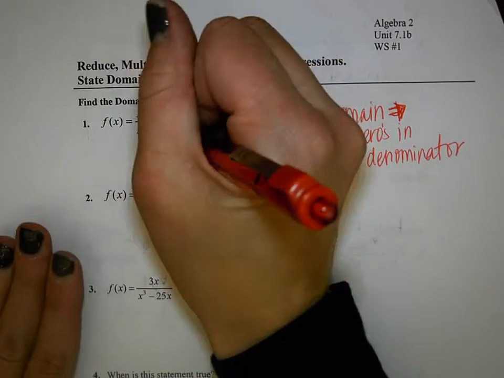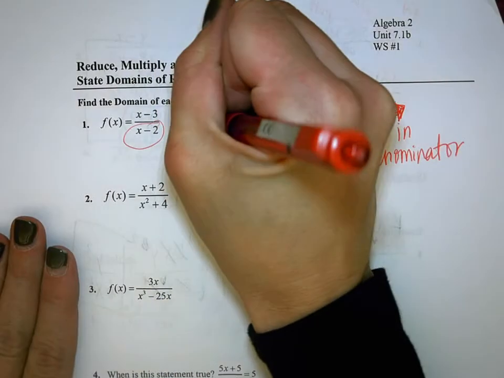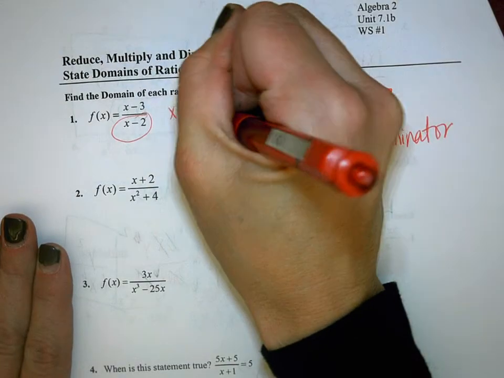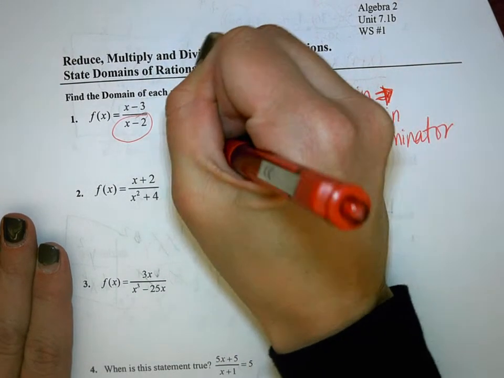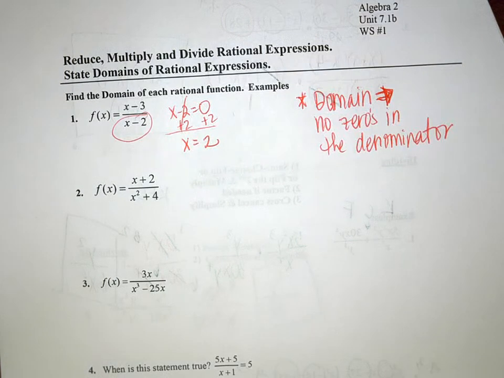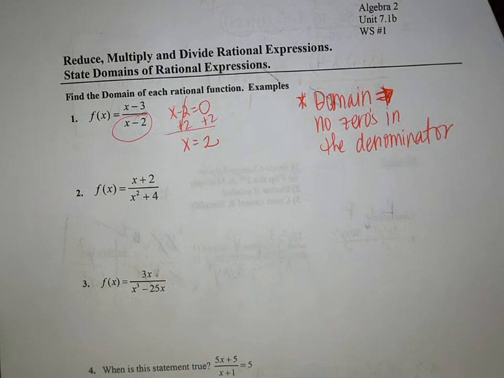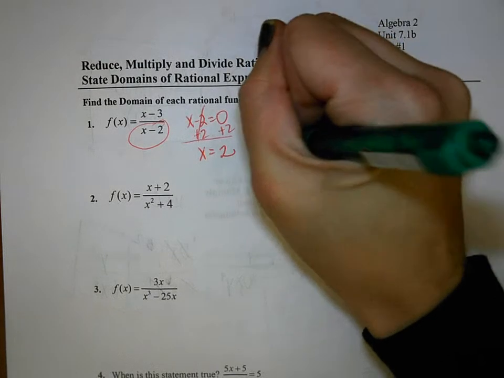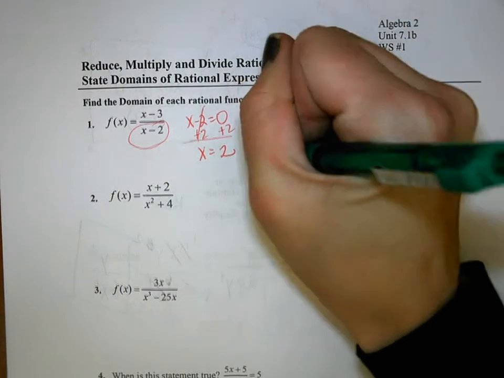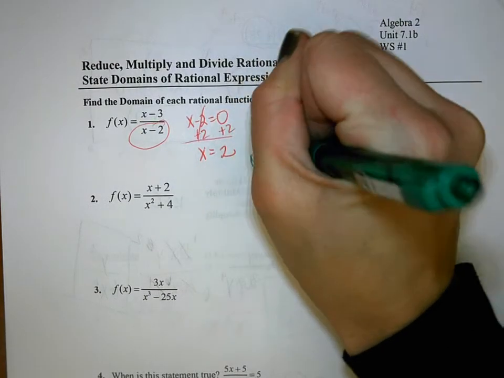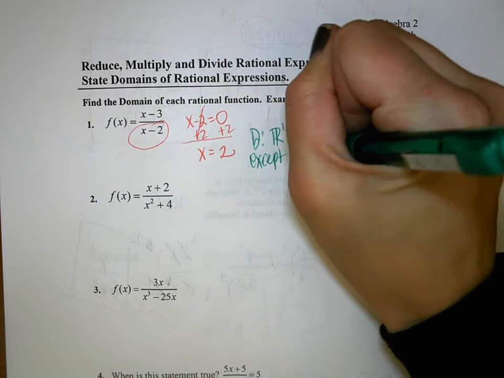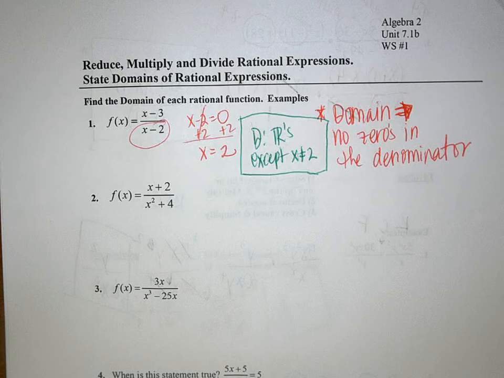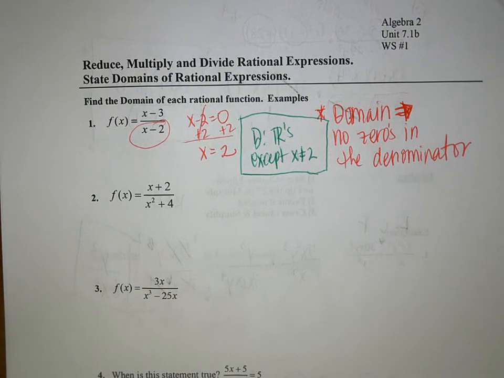Good. Set your denominator equal to 0. So I go x minus 2 equals 0. Add 2 to both sides, and I get x equals 2. So for this problem, my domain is all reals except x cannot equal 2. So x can be any value except 2. That's easy.